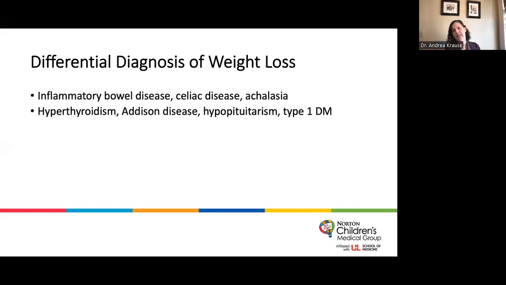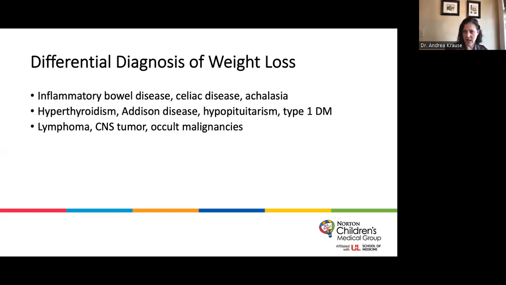Hyperthyroidism, Addison's disease. I've had a child referred in and they ended up having Addison's disease. Hypopituitarism, type 1 diabetes. I've not seen that yet. Usually people will catch that. Malignancies. I have yet to this day to catch someone that actually has a malignancy from weight loss, if that's what they're referred in for. But that's definitely on the differential.